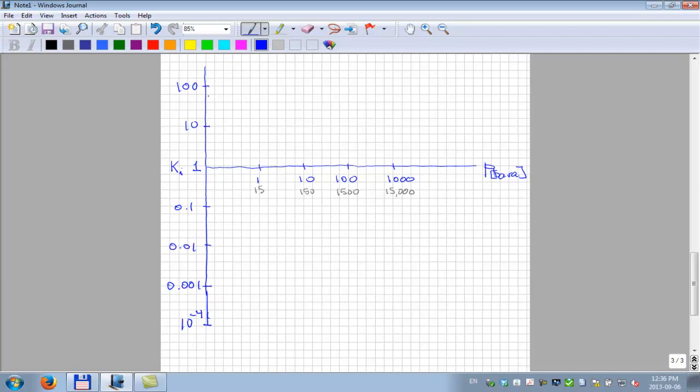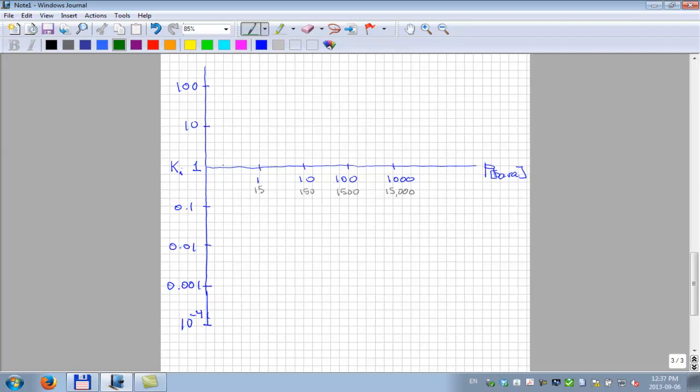Okay. Now, the first K value I'm going to plot is for a heavier component. Okay? A heavier component. Heptane, decane, dodecane, you know, C20, something like that. And I'm going to try to draw that more or less correctly.